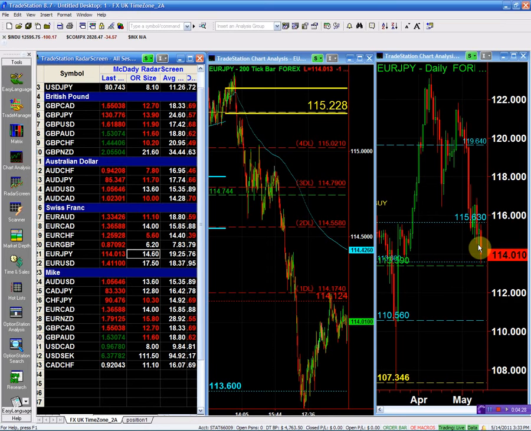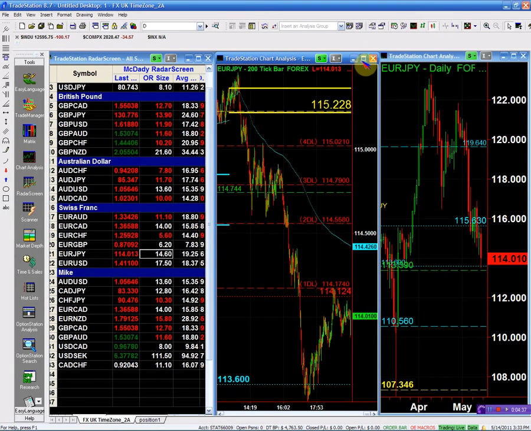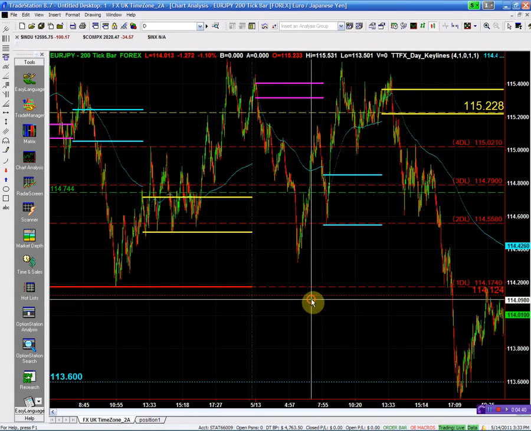So we want to be conservative with our entry, and we want to look for some form of a structure before I actually buy.